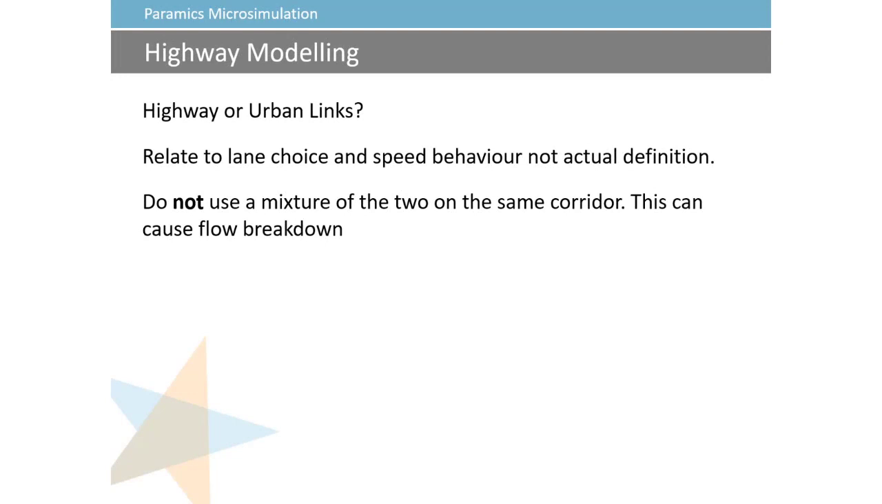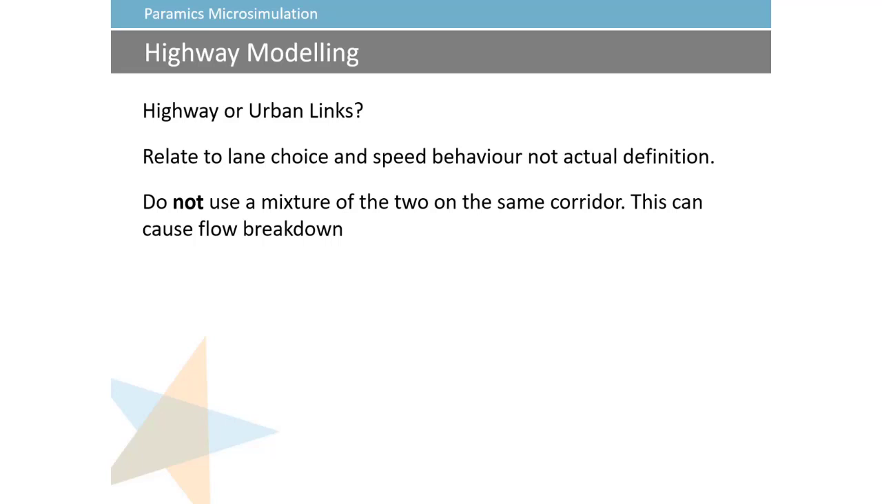Now, in terms of the modeling itself, the first thing to consider is whether you want to use highway or urban links. These are the two different basic types of links you can have in Paramics, and the names highway and urban relate to differing lane choice and speed behavior that is available in the model, and it's not an absolute definition in the geographical sense. For example, you may have a stretch of motorway that, although it is motorway with a 70-mile-an-hour limit, the vehicle behavior on it is more like the urban style behavior you get in Paramics. So coding it as urban would be absolutely acceptable.